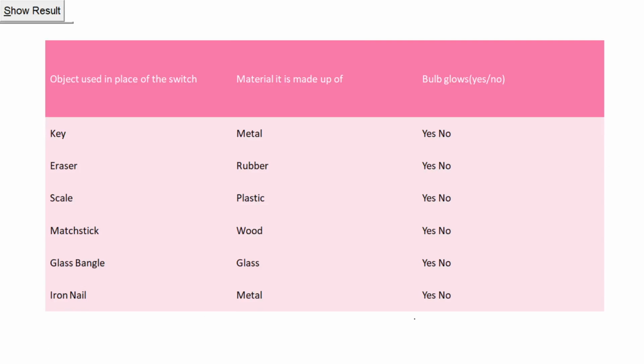Look here at some objects used in place of a switch. If you use a key, a key is a metal, so the bulb will glow. An eraser is rubber, so the bulb will not glow. A scale is plastic, an insulator, so the bulb will not glow. A matchstick is wood, and wood does not conduct electricity, so the bulb will not glow. A glass bangle, glass is also an insulator, so the bulb will not glow. An iron nail is a metal, that's why the bulb will glow.